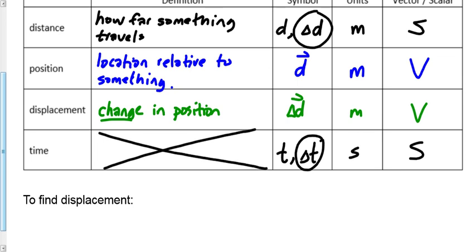So now, to find displacement depends upon what we've got given to us. To find displacement, if we're given positions, remember what's the symbol for position? Quick, symbol for position? D with the arrow, okay? If we're given positions, we're going to say it's final position minus initial position. Remember, it was the 4 meters north minus the 2 meters north, gave me a displacement of 2 meters to the north. Final position minus initial position.